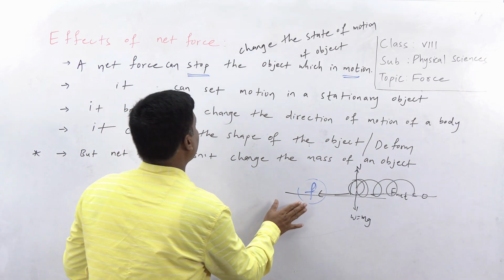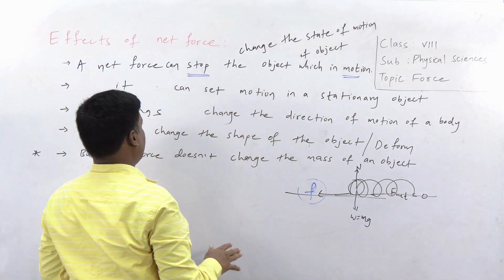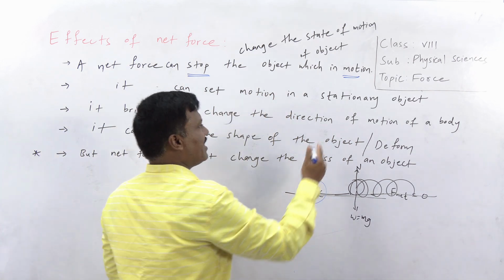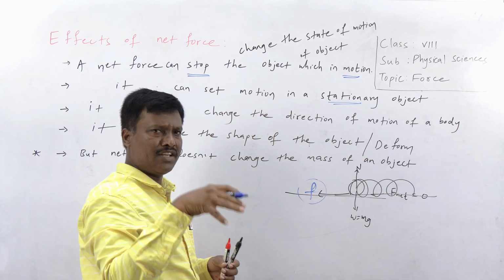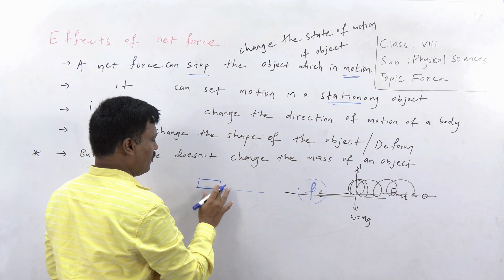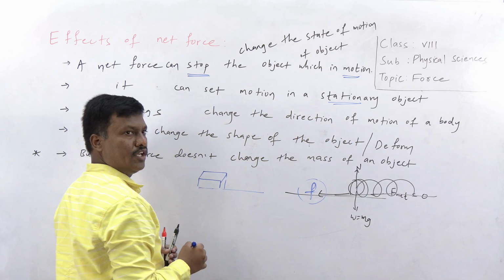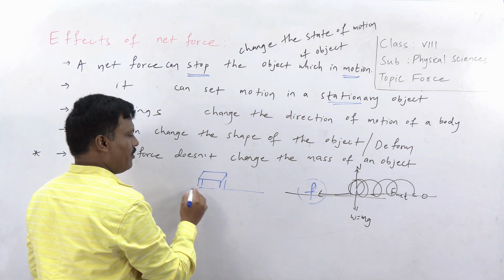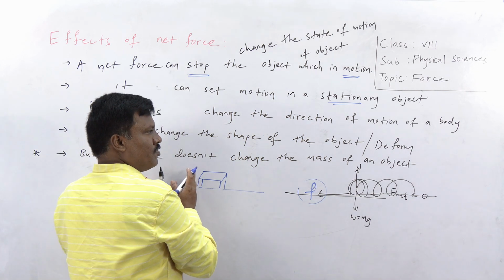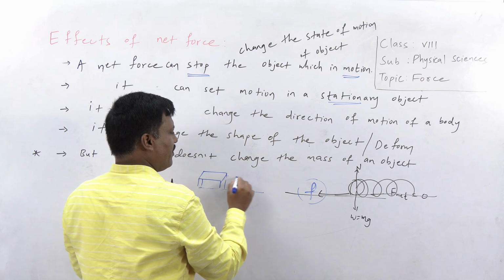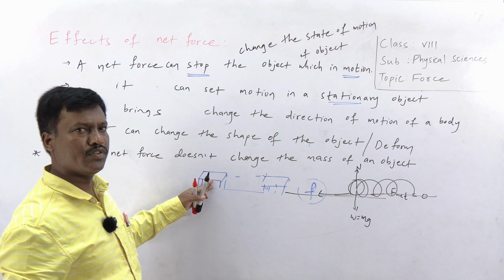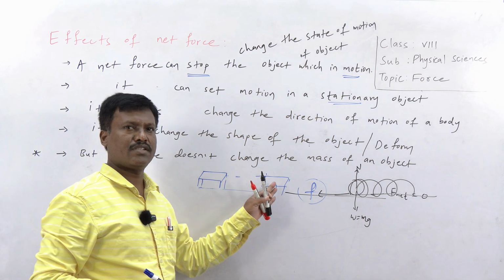Understand? Here a net force can stop the object, and also it can set motion in a stationary object. Stationary in the sense, an object which is at rest. For example, there is a table on the floor. Now we want to move the table from one place to another place. What do we do? We just apply some net force, then the table moves from one place to the other. Previously, before we exerted the force, the table was at rest, but now the table is in motion.